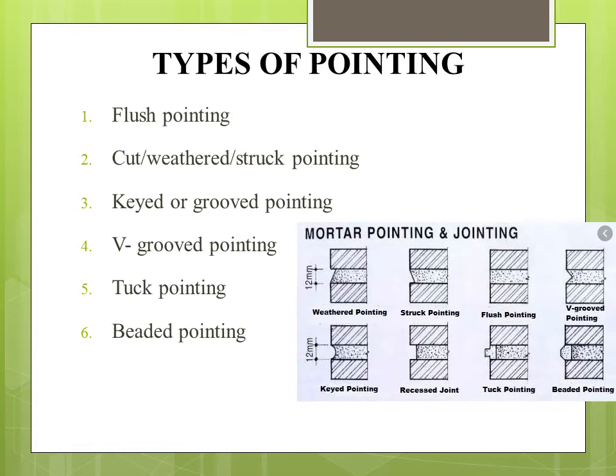Next one is the beaded pointing. In this type of pointing, the mortar is pressed in the raked joints and finished off flush with the face of the wall. While the pressed mortar is still green, a steel rod having its end suitably shaped is run straight along the center line of the joints to form the beading. So these are the types of pointing. Just go through the types of pointing.